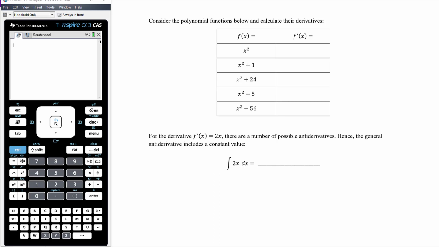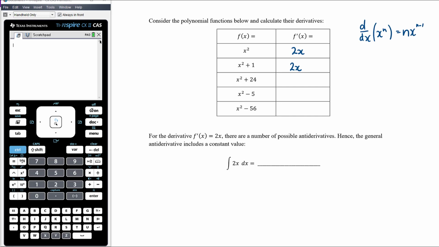Okay, so we know that when we're differentiating x to the power of n, it's nx to the n minus 1. So the derivative of x squared is going to be 2x to the power of 1, so it'll just be 2x. The derivative of x squared plus 1 is 2x, because the derivative of a constant value is 0, and so we just get 2x.